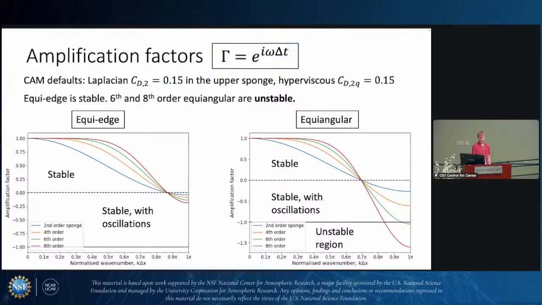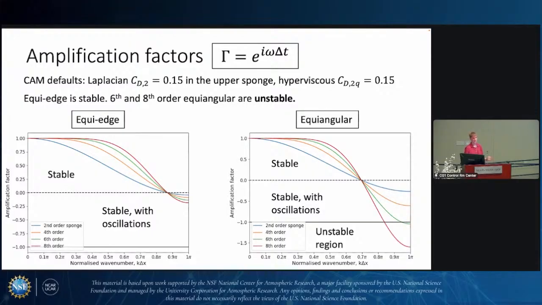Thankfully, if we plot the defaults for CAM-FE3 on the equi-edge grid, so these are default diffusion coefficients of 0.15, we see that we're in the stable regime for all wave numbers plotted along the x-axis. None of these drop below -1, so the defaults in CAM are all stable. But the thing I want to highlight is the equiangular grid, which you can switch on in CAM-FE3. In fact, for 6th and 8th order divergence damping, the default coefficient of 0.15 is unstable.